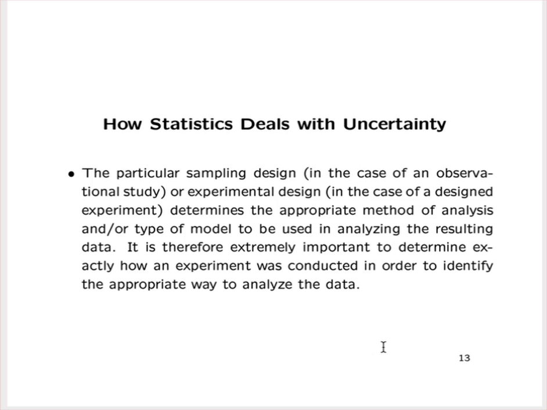In each of those contexts, whether we're talking about sampling a population or performing a designed experiment, it's very important that we understand how we injected that randomness, how we conducted that sample survey, how we sampled the population, or how we designed the experiment and applied the treatments to the experimental units. The particular sampling design in the case of an observational study, or the experimental design in the case of a designed experiment, determines the appropriate method of analysis and or the type of model to be used in analyzing the resulting data.